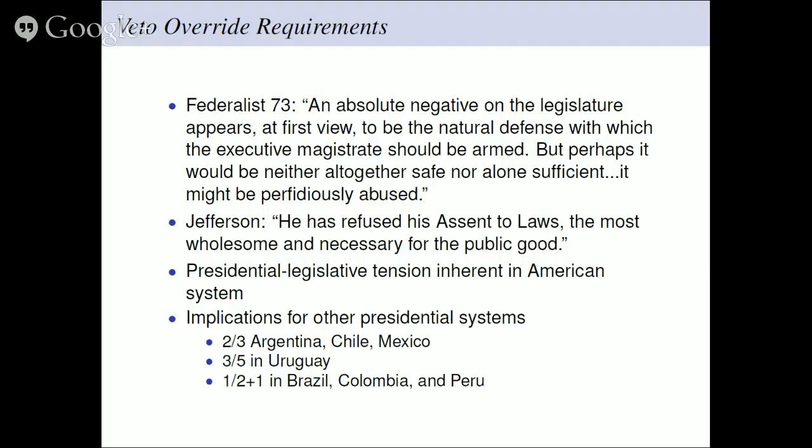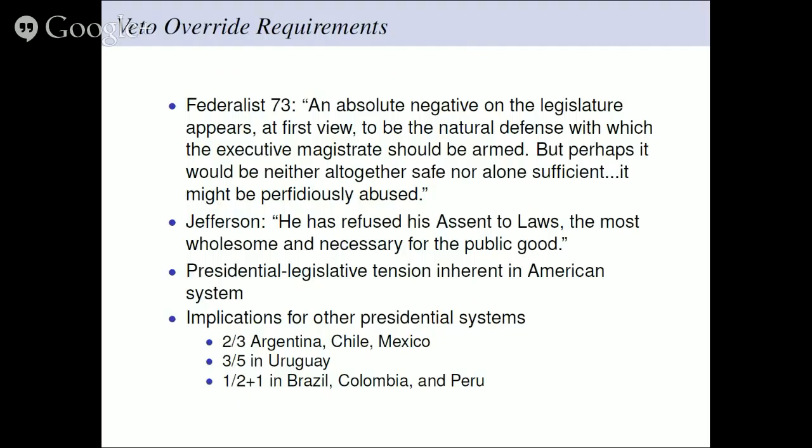And in fact, there's quite a bit of variation in veto override requirements in other countries. So for example, as I have there, Argentina, Chile, and Mexico have 2/3 override requirements. There's a 3/5, a lower veto override threshold, in Uruguay. 3/5 is 60%. And countries like Brazil, Colombia, and Peru, they have only a 1/2 + 1 veto override.